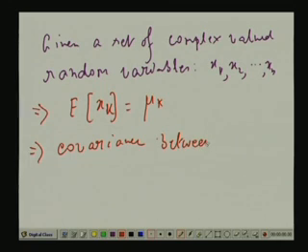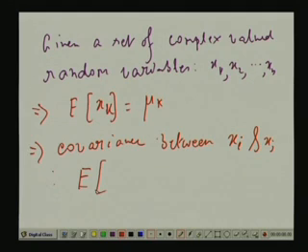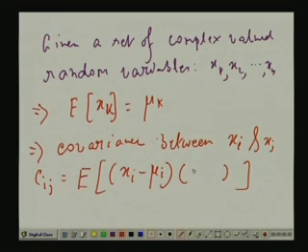between say x i and x j as expected value, you can call it C i j is expected value of x i minus mu i times, now the difference x j minus mu j and then complex conjugation here.